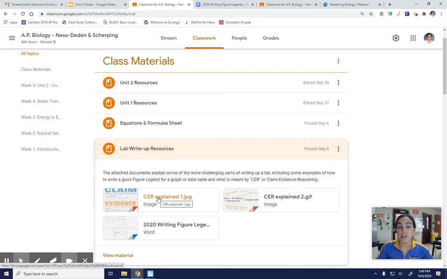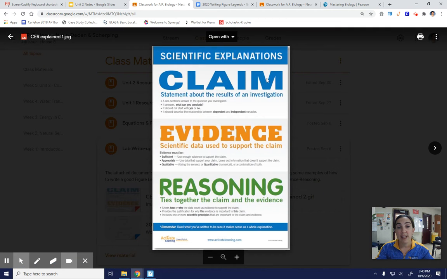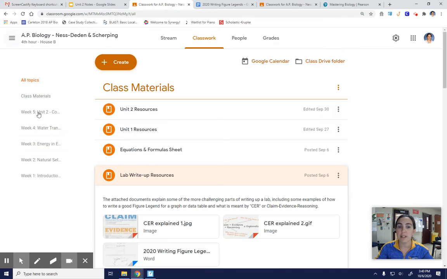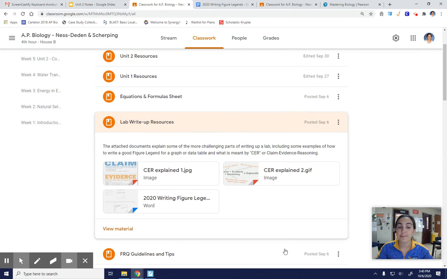Two of these are just little graphics that help explain the idea of claim evidence reasoning, which we use a lot in AP Bio, and you can zoom in on this to read what it says. It explains what each of those pieces means and what you should be including. So if you're ever not quite sure, you can always look back at those to help you explain that.